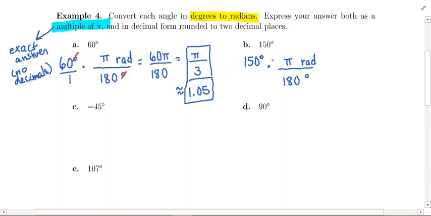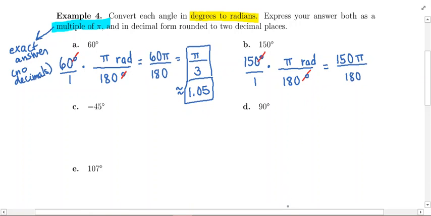You're not changing 150 degrees. Okay, all right, so you've multiplied. We can go ahead and put this over 1 and then multiply across the top and across the bottom. Degrees will end up canceling, leaving you with radians. Okay, so this is going to be, if you multiply across the top, 150 pi over 180.